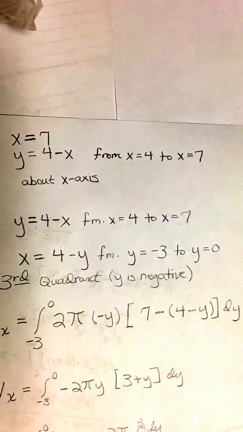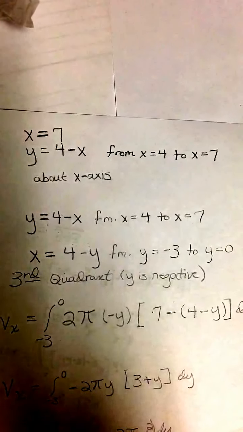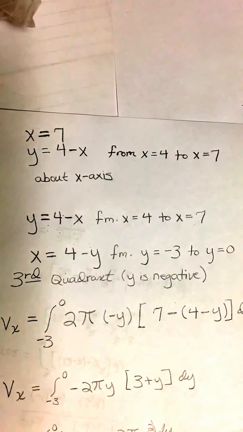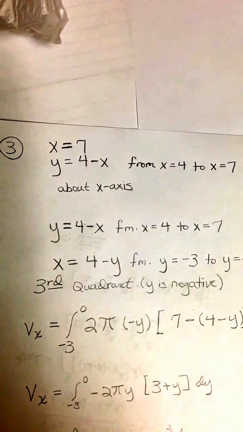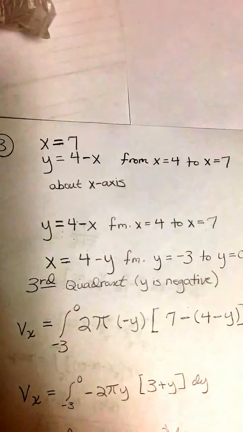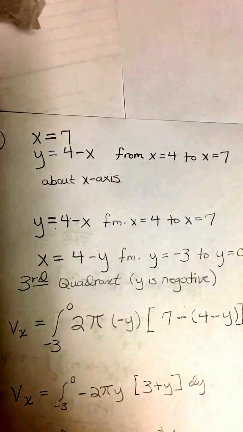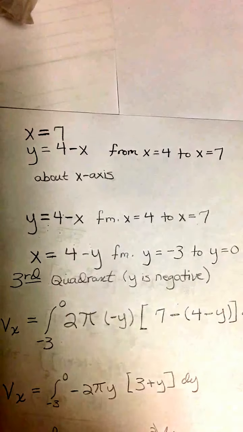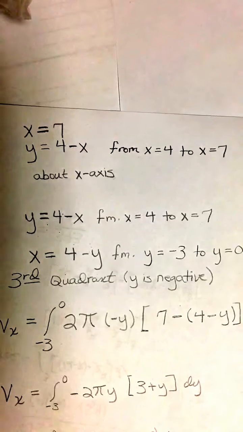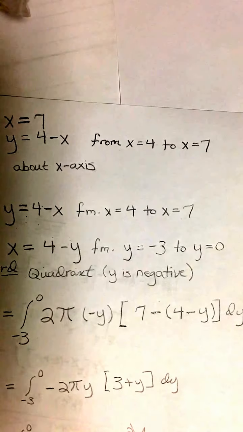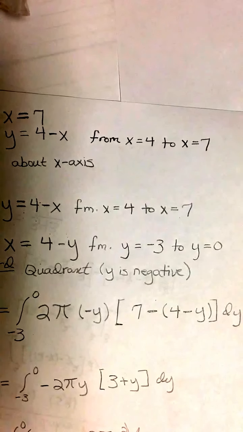So for the volume generated about the x-axis, we have the integral from negative 3 to 0, as y approaches, of 2 pi times negative y, and then times, instead of the height as before, we now have the width. So we have the upper limit of x equal to 7, and the lower limit at 4 minus y, over to the left, and we're integrating over y.